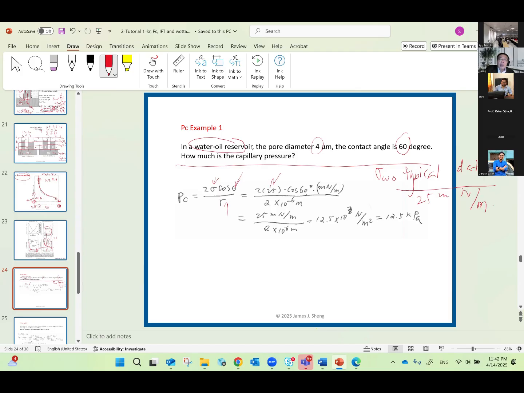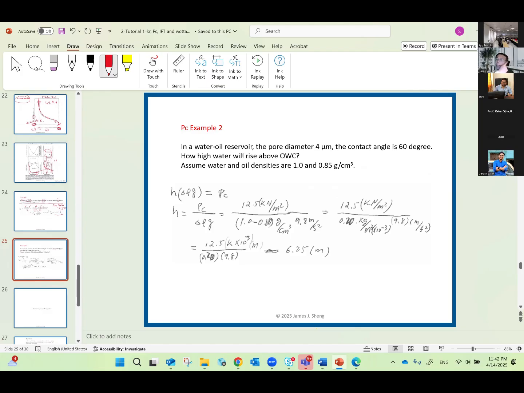So then we put in 25 millinewton per meter, 60 degrees. Here the radius is R, because the diameter is 4, so we change it to meters, 10 to the minus 6. So what do we get? We get 12.5 kPa. That is 12.5 kPa capillary pressure.